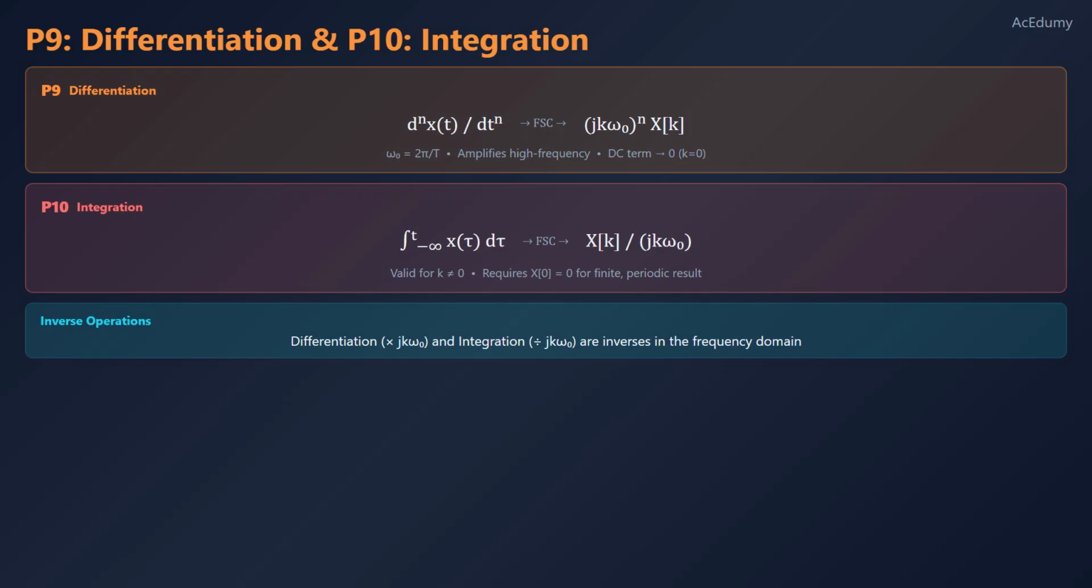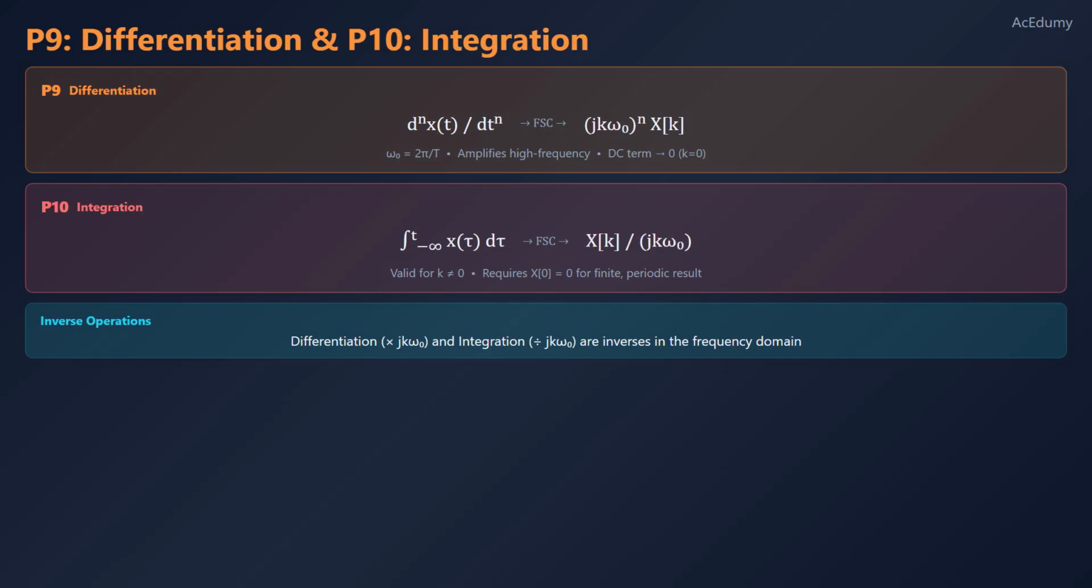Property 9 is differentiation. The nth derivative of x of t has Fourier series coefficients equal to jk omega 0 raised to the nth power times x of k, where omega 0 equals 2 pi over T. Each differentiation multiplies the kth coefficient by jk omega 0. This amplifies high-frequency components and suppresses the DC term since the coefficient is 0 when k equals 0.